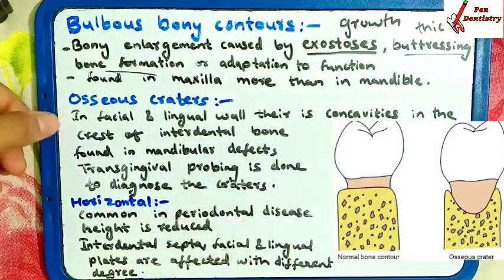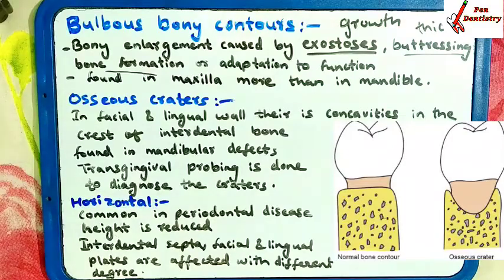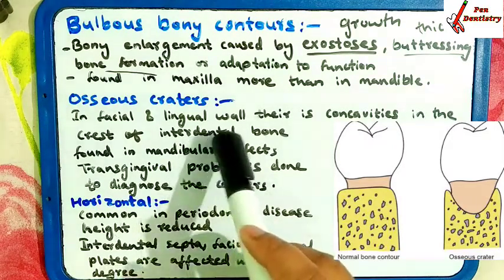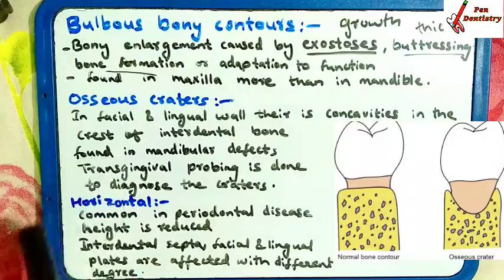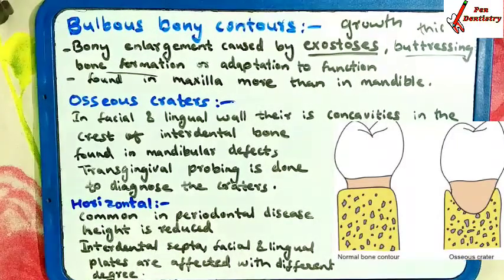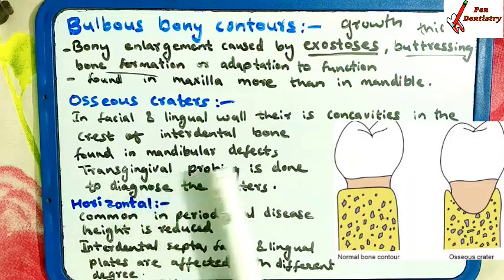It is found in the facial and lingual walls. There is a concavity in the crest of the interdental bone. As you can see in the picture, there is a concavity seen in the interdental bone region. As I have told you, the concavity is seen in the crestal region. That is, there is a concavity in the interdental crest region of the bone, and it is found in the mandibular defects. When there is a defect in the mandibular region, it is mostly found there.